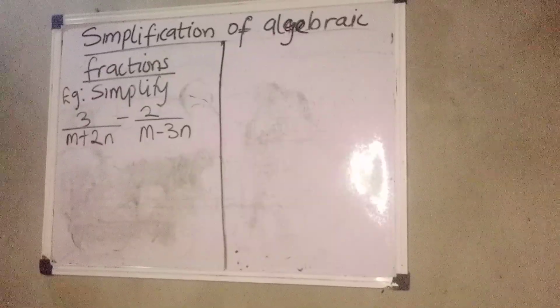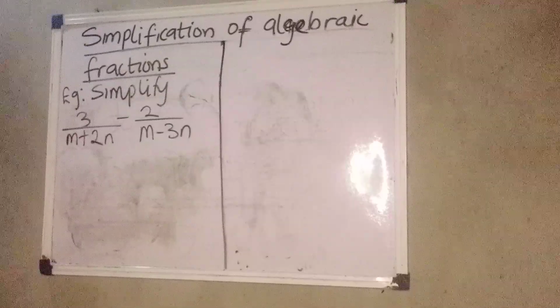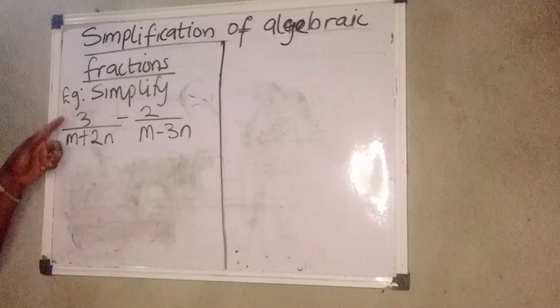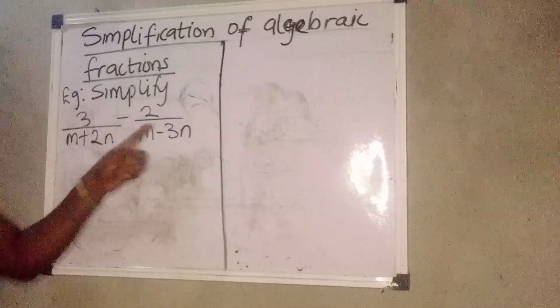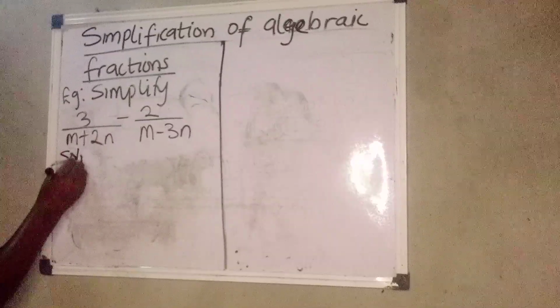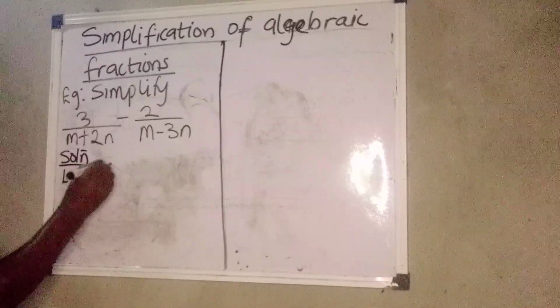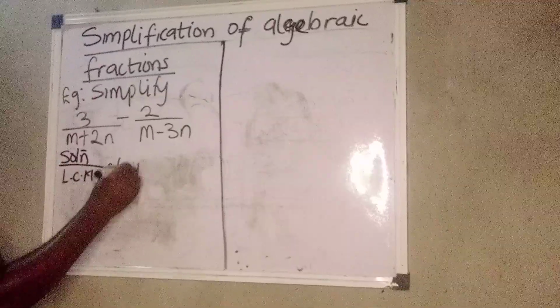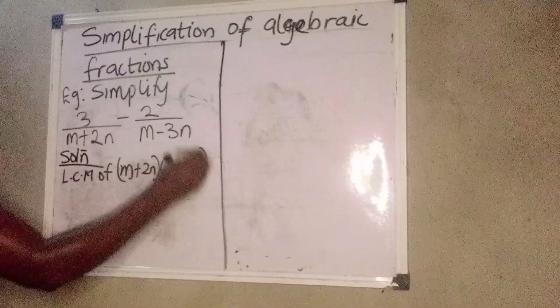Today we're going to be talking about simplification of algebraic fractions. So on the board we are going to be simplifying 3 all over m plus 2n, minus 2 all over m minus 3n. So the first step is to look for the LCM of both the denominators, the LCM of m plus 2n and m minus 3n.